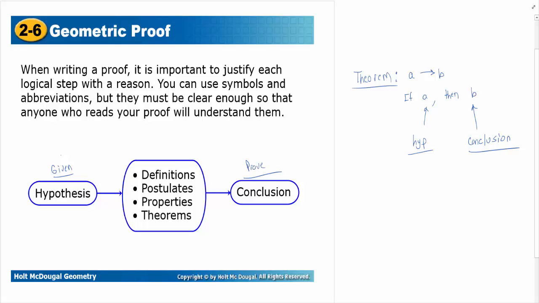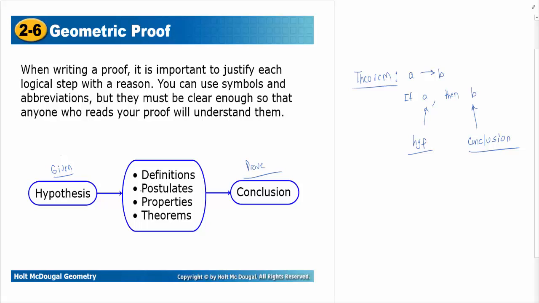So that's what you'll see as you look at all the proofs. Now as we go through our proof, we're going to be using the following reasons. Those reasons are going to be definitions, postulates, properties, and theorems. The definitions, we have all those. That's why I wanted you to print all those out before we got into chapter 2. So you got all those definitions to use.